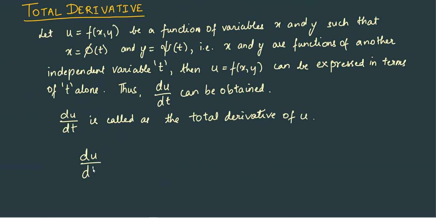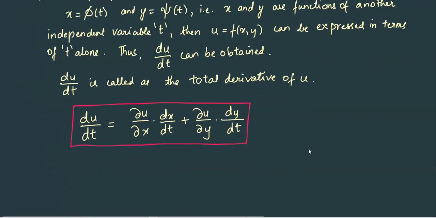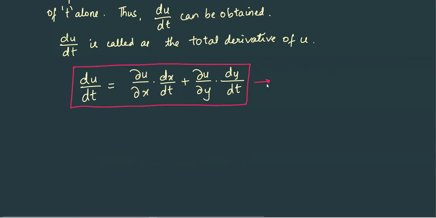du by dt is the same as partial derivative of u with respect to x into derivative of x with respect to t, plus partial derivative of u with respect to y times derivative of y with respect to t. This is very, very important. So this is called the total derivative.